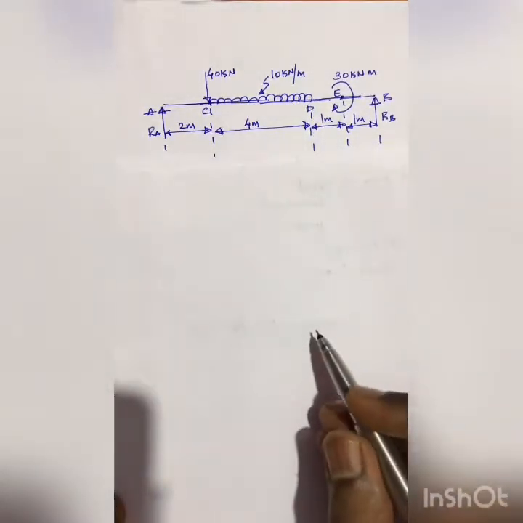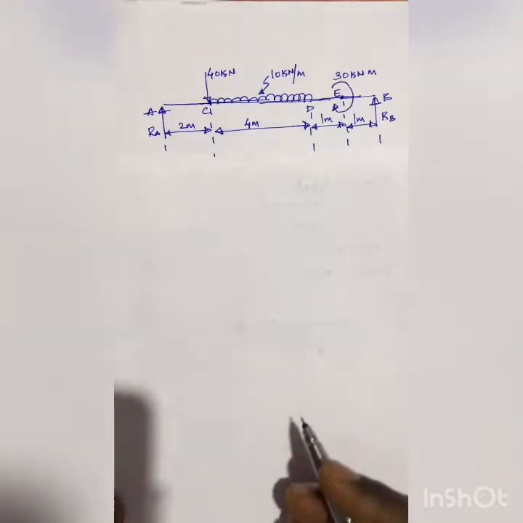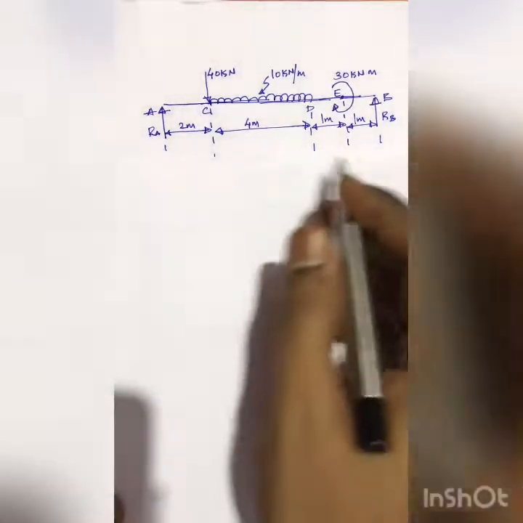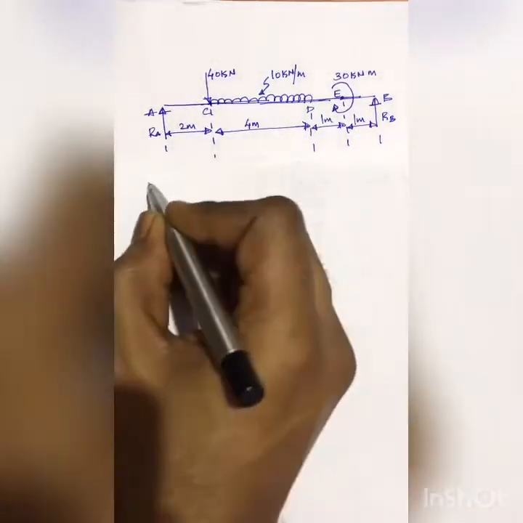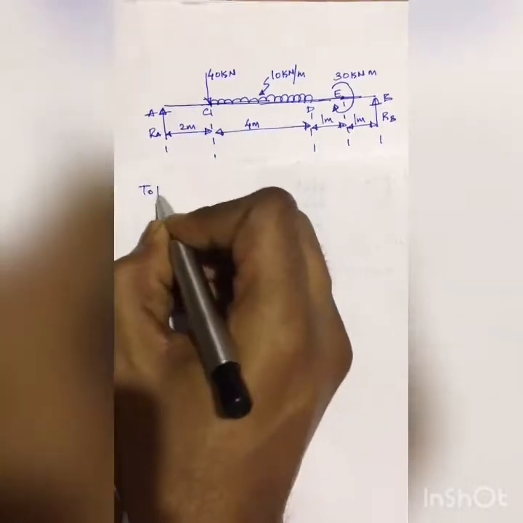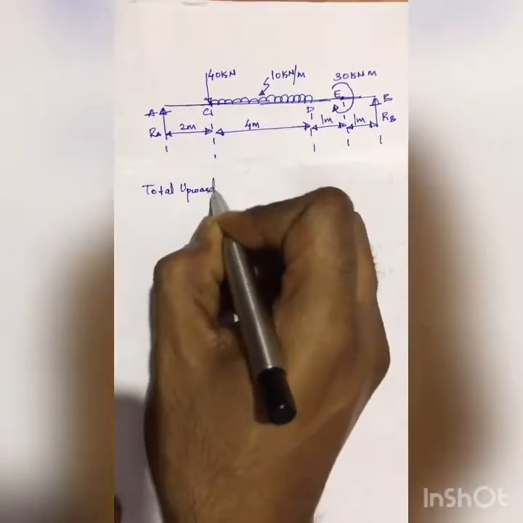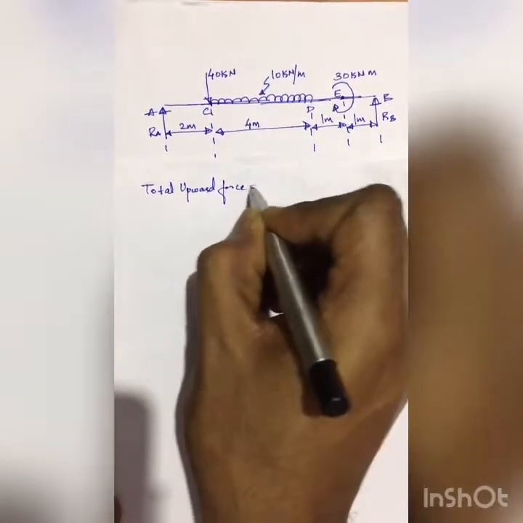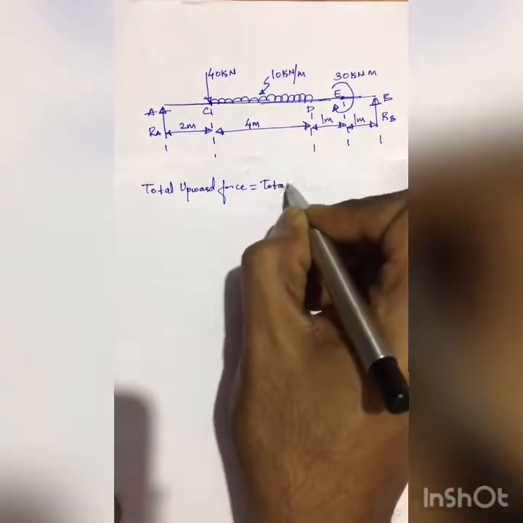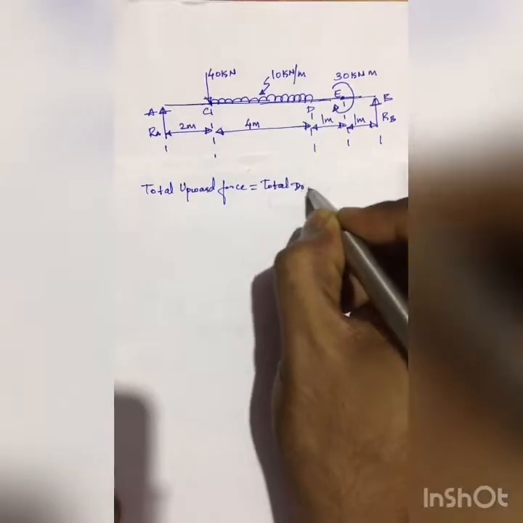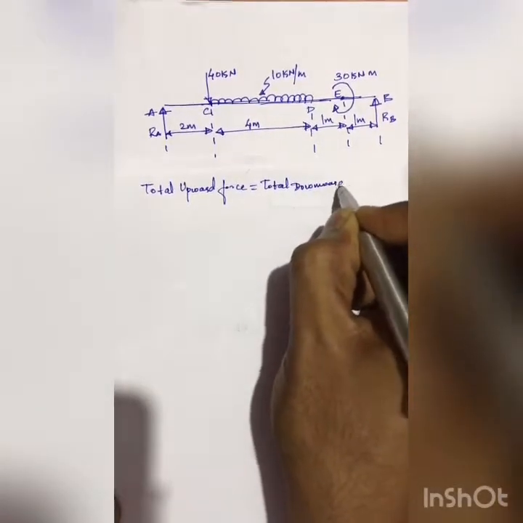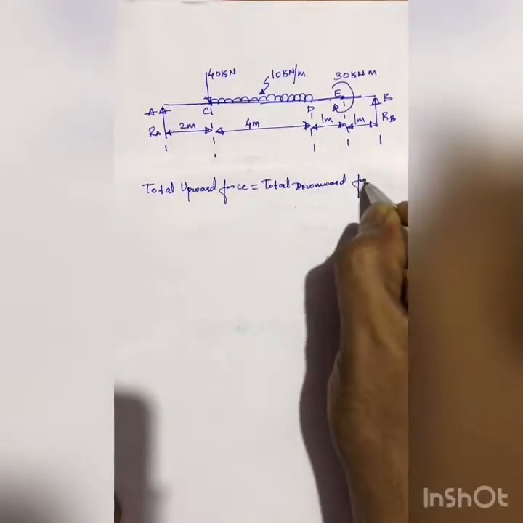To find the magnitude of the support reactions, I need to consider the force equilibrium equation first. The force equilibrium equation in this particular case says total upward force is equal to total downward force.